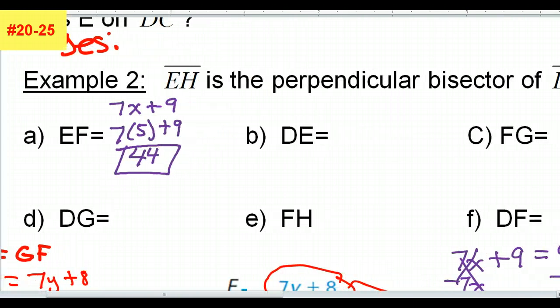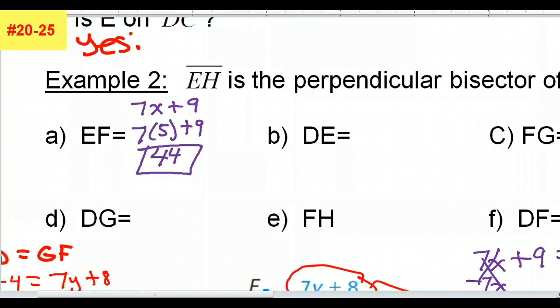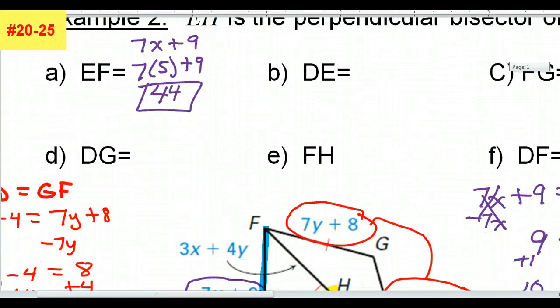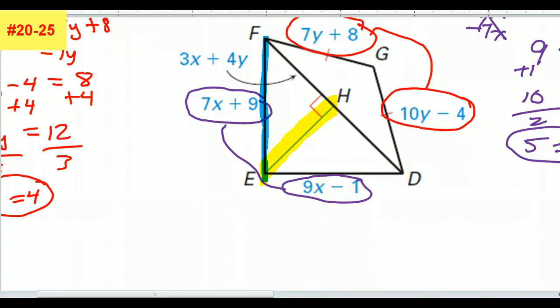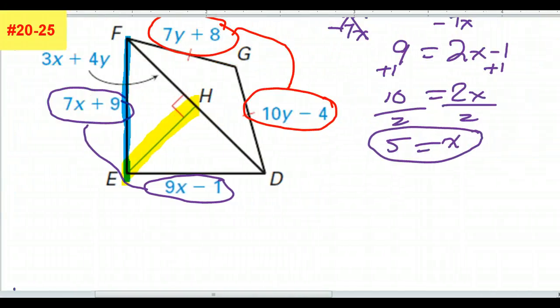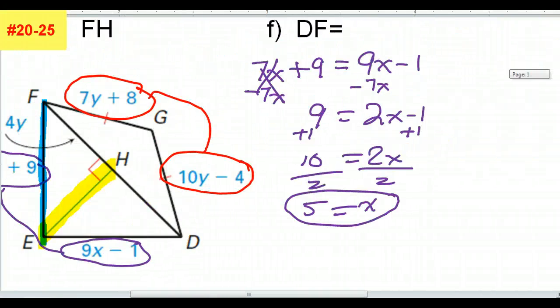Okay? Yes, Jamila. Where'd you get the 5 from? Here's where I got the 5 from. Let me scroll down. We got it from this. Would you agree that the 7x plus 9 should equal the 9x minus 1? Notice how both of these expressions involve x. If I take those two expressions and set them equal to each other, then I get this: 7x plus 9 equals 9x minus 1. And then I just solved it, and I got x equals 5. That's where I got the x equals 5 from.